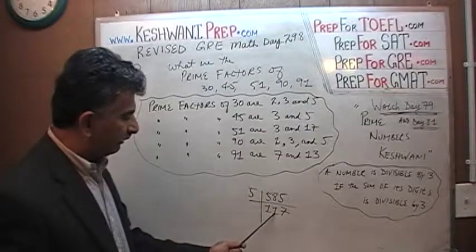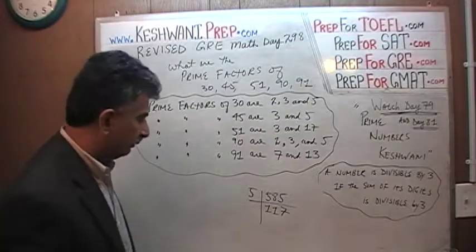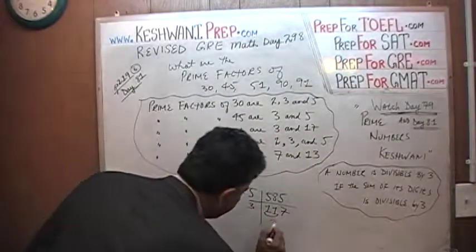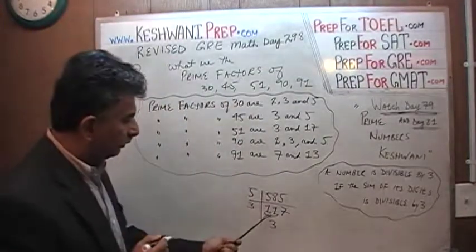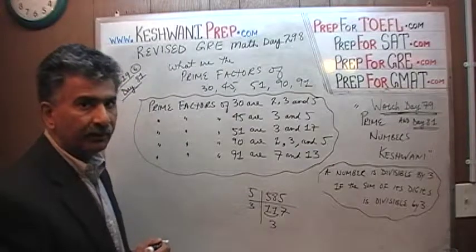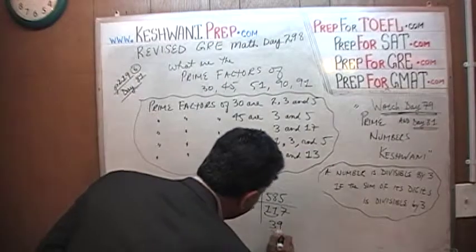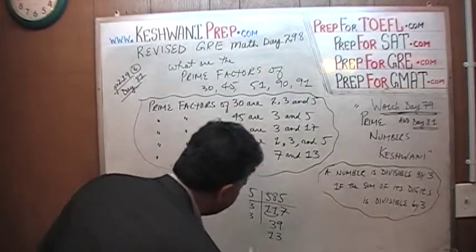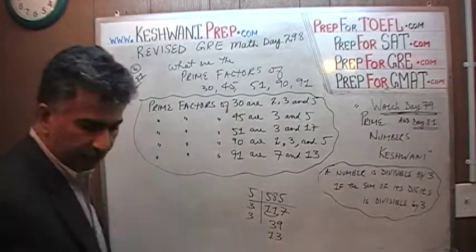Now I see 1 plus 1 is 2, 2 plus 7 is 9, this is divisible by 3. How many 3s in 11? 11 has 3 3s. The remaining 2 goes and joins the 7, becomes 27. 27 has 9 3s. Divide one more time by 3, and we get 1 and a 3, and there you go.